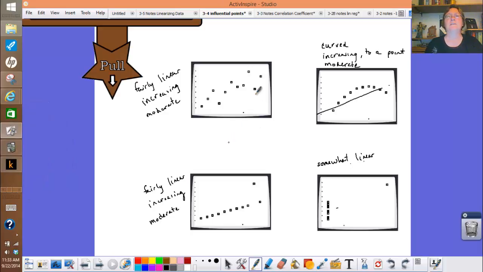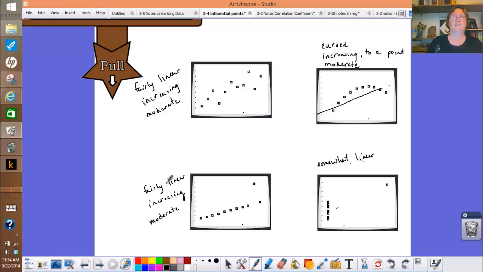Well, here are my descriptions. I said that the corner plot here is fairly linear. It does show an increasing trend, and it's moderate. It's not all close to tightly packed. This one is definitely curved, and it does increase to a given point, then it starts to come back down. As far as a line goes, you would not be able to say that this was a strong linear correlation. It certainly is not. Moderate at best.